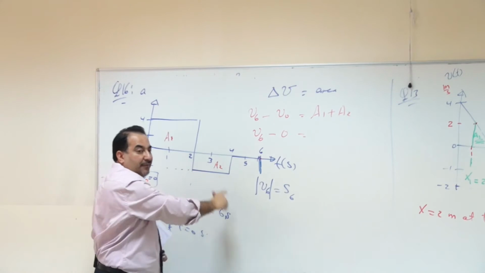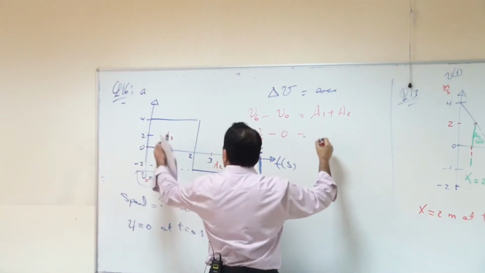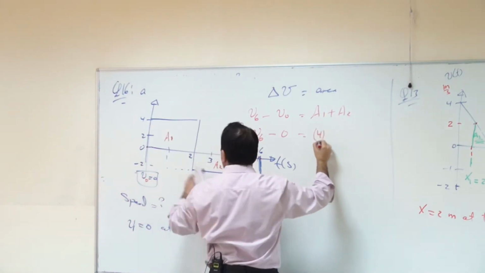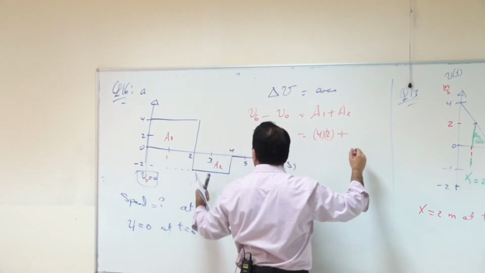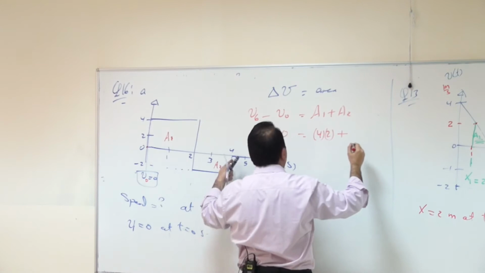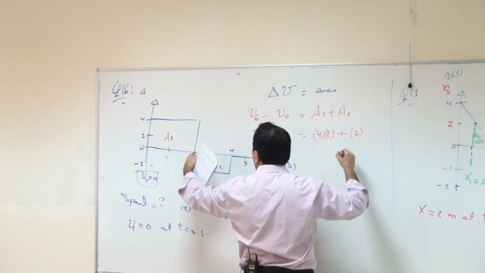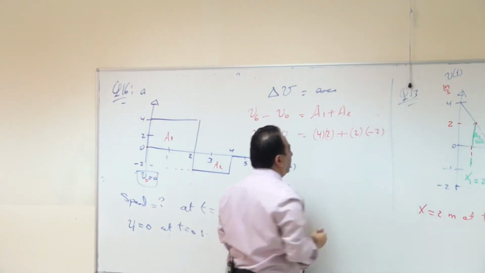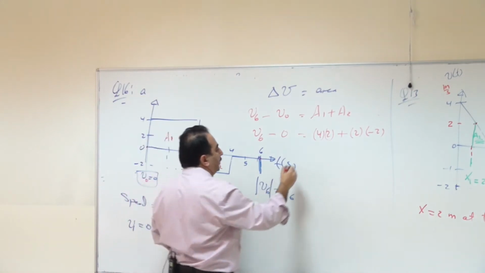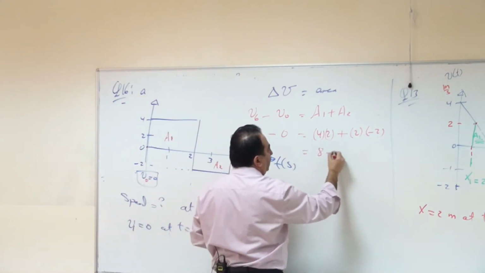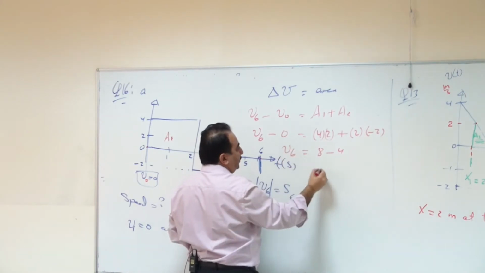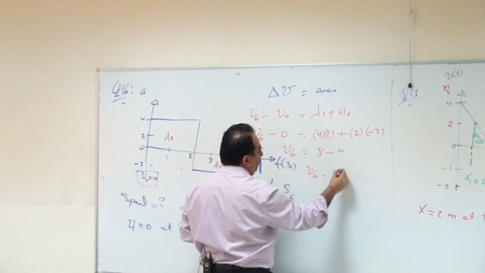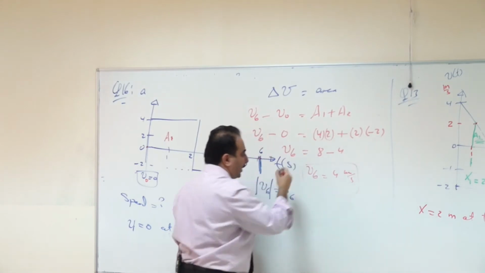Now the areas. Positive area, negative area. 4 by 2 plus what? What's the width? By minus 2. 8 minus 4 gives V6. So V6 equal 4 meter per second.